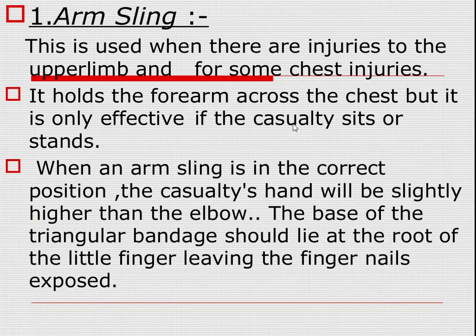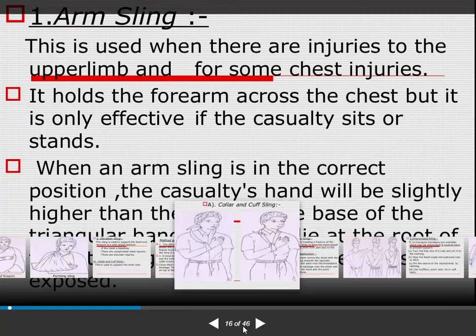When the arm sling is in the correct position, the casualty's hand will be slightly higher than the elbow. With the application of the sling, the hand is higher than the elbow, so that the cross position can be maintained. The base of the triangular bandage should lie at the root of the little finger, leaving the fingernails exposed. That I will show you in the diagram. The base will be at the lower sides.